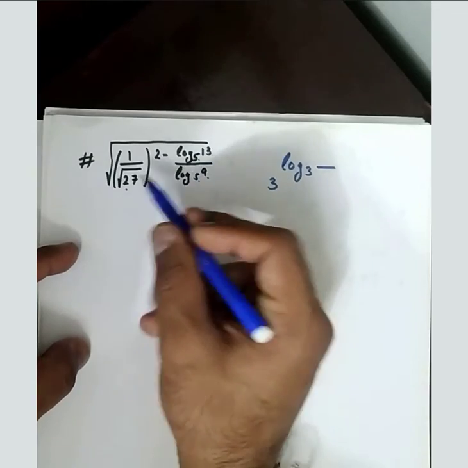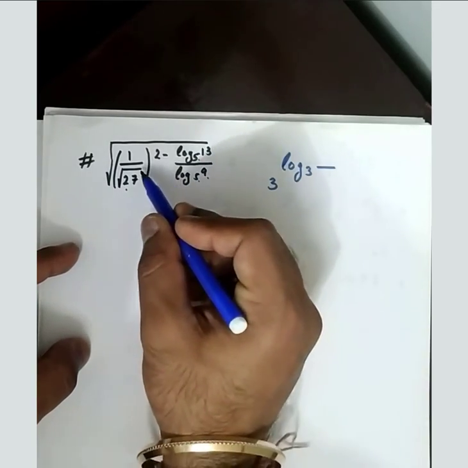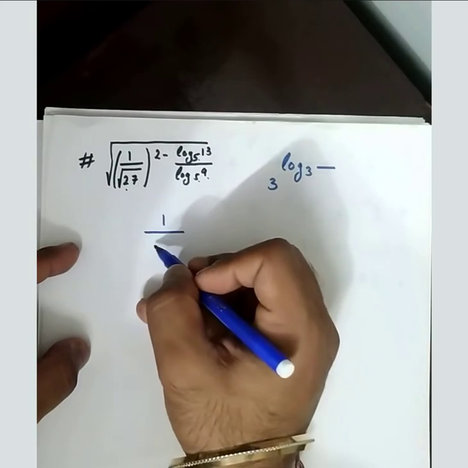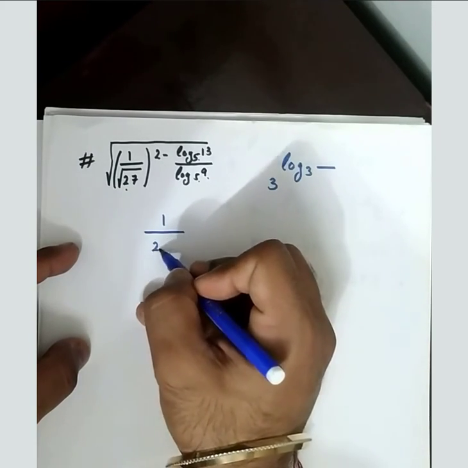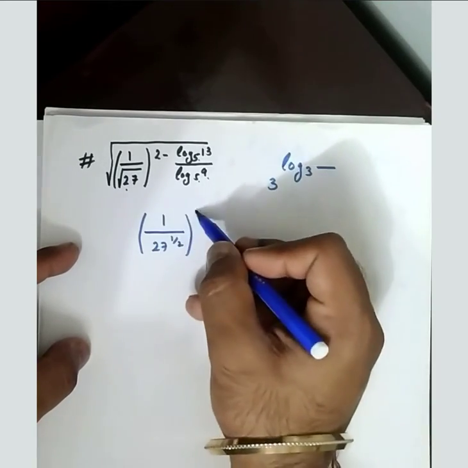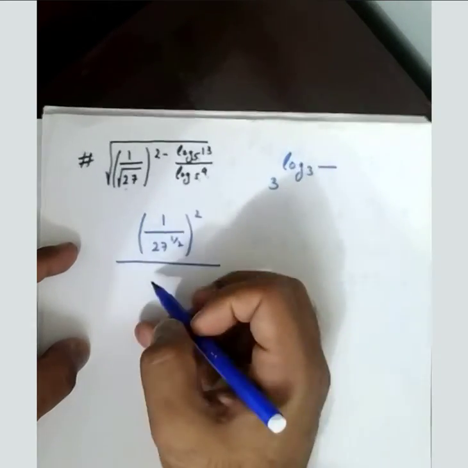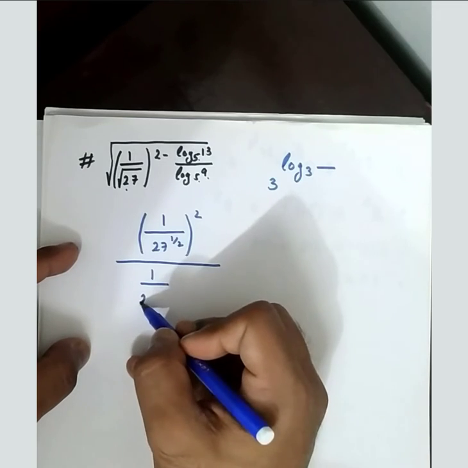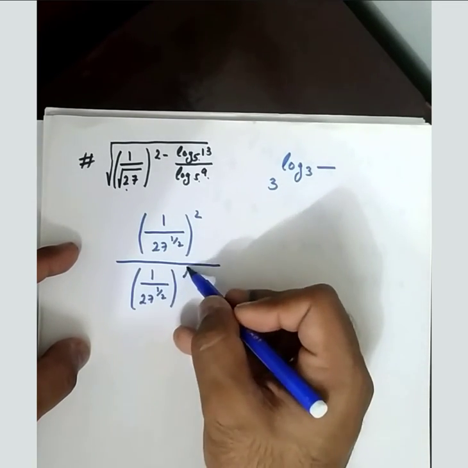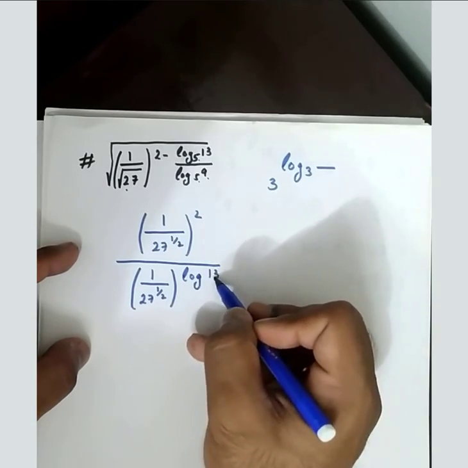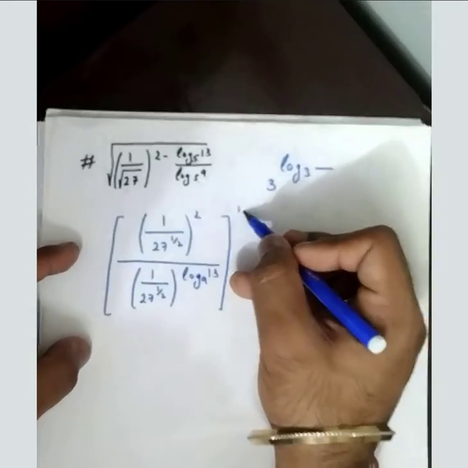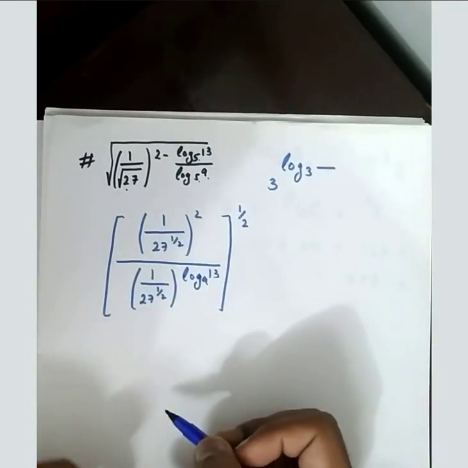तो ये स्क्वायर रूट हटाते हैं और इधर a की पावर x माइनस वाई की प्रॉपर्टी लगाते हैं, सिंपल एक्सपोनेंट्स का रूल लगाते हैं। तो इट विल बिकम 1/27 की पावर 1/2 होल टू द पावर 2 अपॉन 1/27 टू द पावर 1/2 होल टू द पावर log 13 बेस 9 और होल की पावर हाफ। अभी दिख रहा होगा थोड़ा सिंप्लीफाइड हो गया है। कैसे?